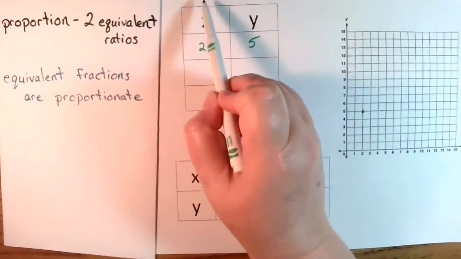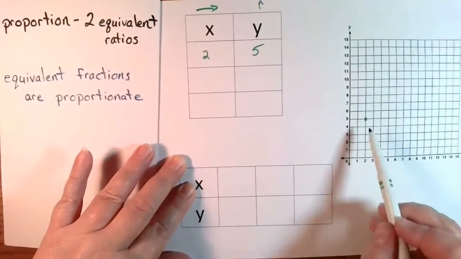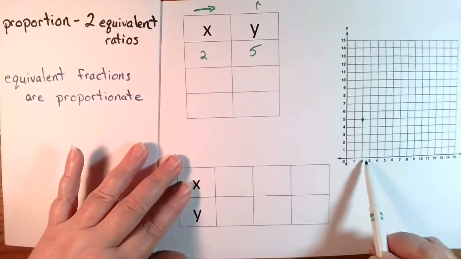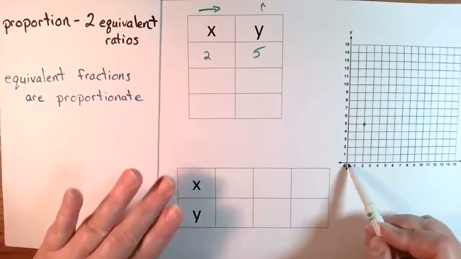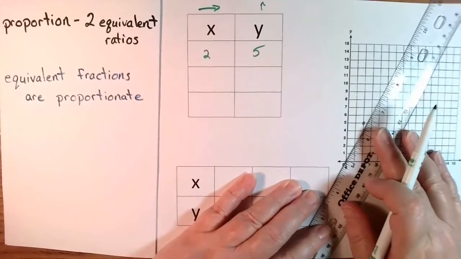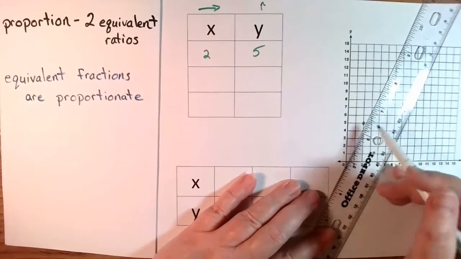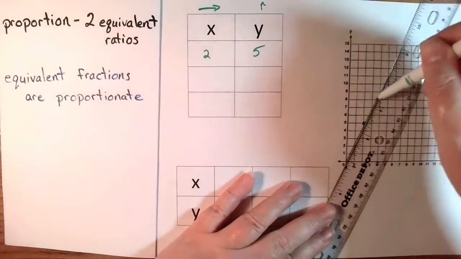So remember the x, we need to run before we jump. So we come over from the 0, we come over 2, then we come up 5. So it always has to go through the 0 to be proportionate. So if it is going to be proportionate, it goes through the 0, it goes through that line, and then it has to follow on this line here.